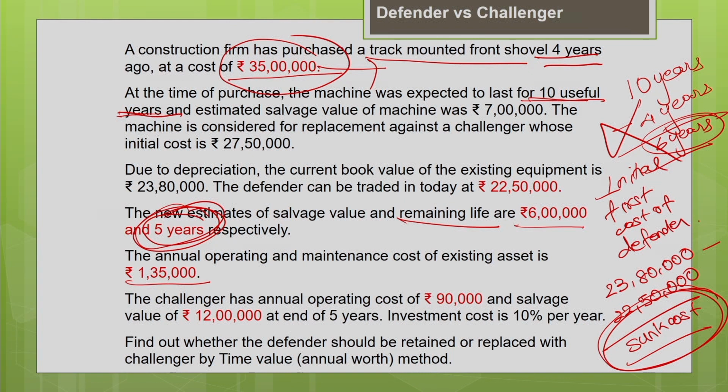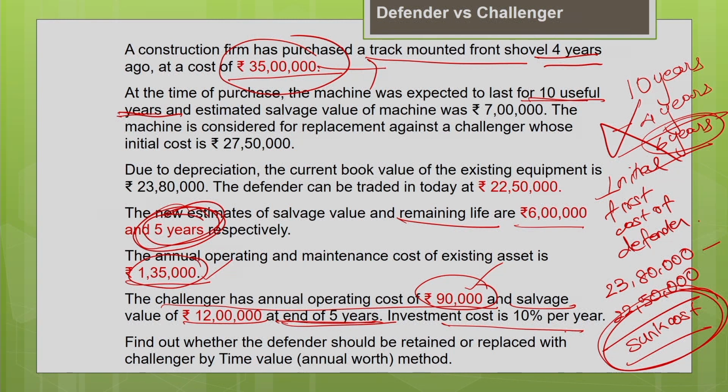Now, let us discuss the Challenger, that is the proposed equipment. The Challenger's annual operating and maintenance cost is 90,000. You can see that it is lesser than your old equipment, lesser than your Defender. The Defender's operating and maintenance cost is 1,35,000, but the Challenger's operating cost is 90,000. The salvage value for the Challenger is 12 lakh after 5 years. The life of the Challenger we are considering is 5 years. Investment cost is 10% per year.